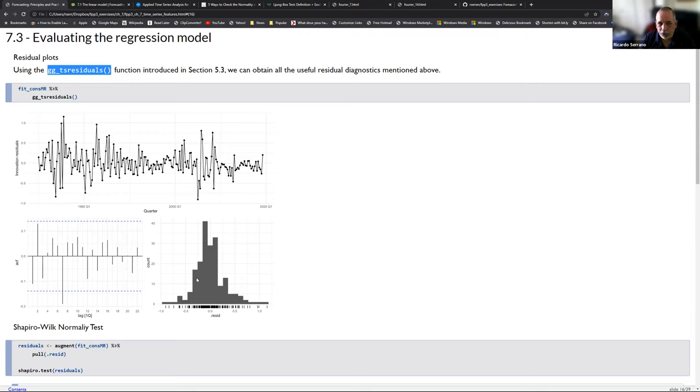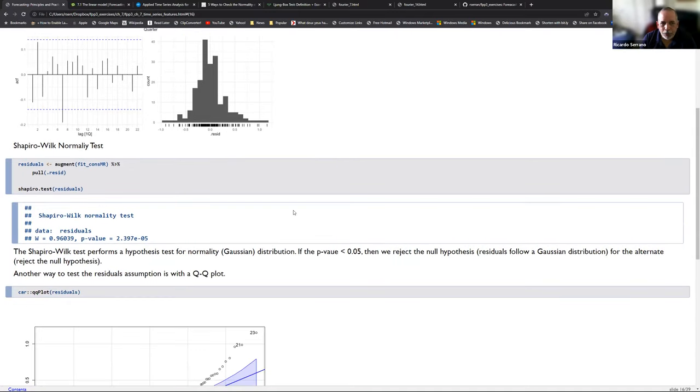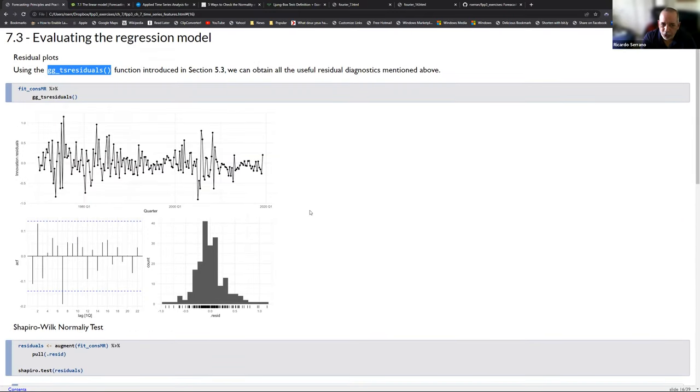And then, of course, we have the histogram of the residuals to see if it fits a Gaussian distribution, a normal distribution. As you can see, there's some skewness here. It's trying to go to the right. The skew is to the right because most of the points are a little bit grouped to the left. So those are the visual analysis that we can make.